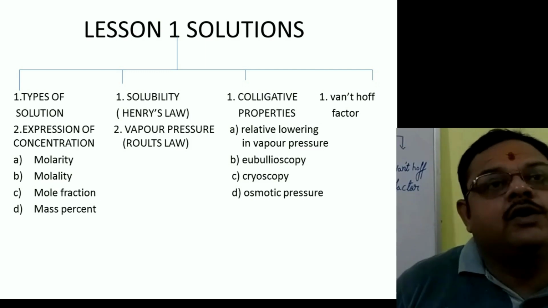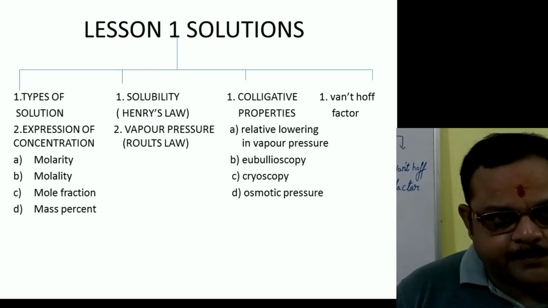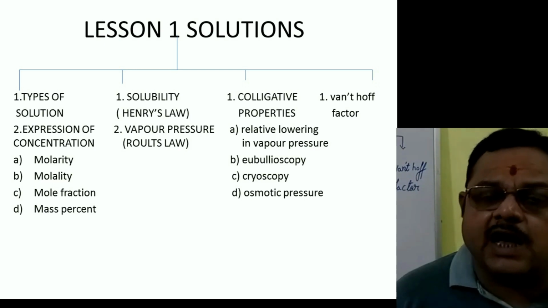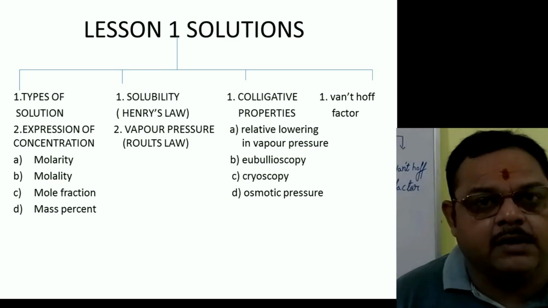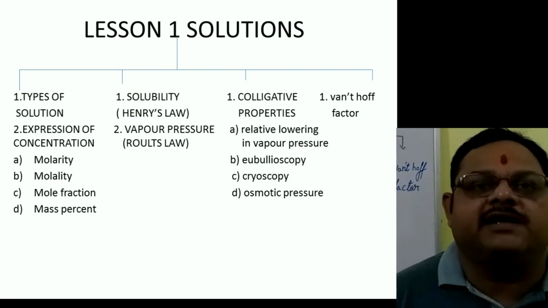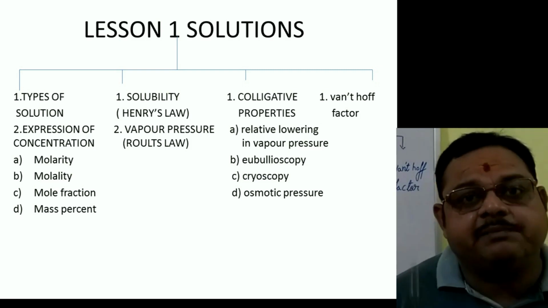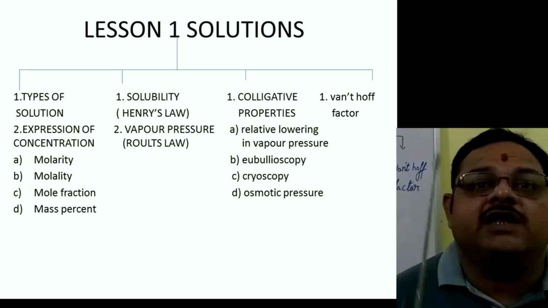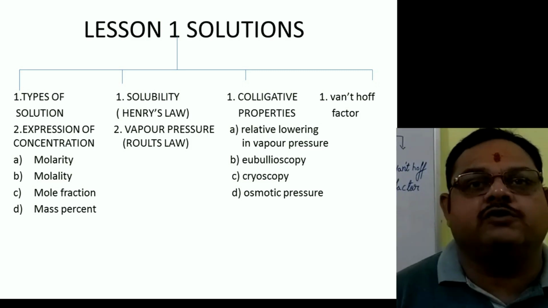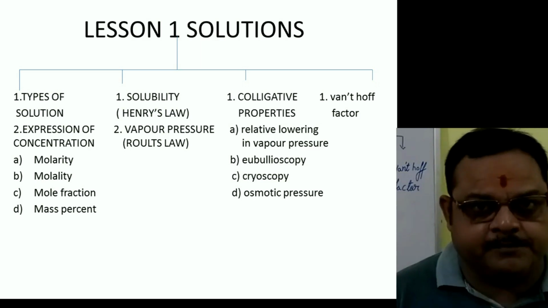Then we have colligative properties. Colligative properties are those properties of a solution which do not depend upon the nature of the solution, and they depend only upon the number of particles of solute present in the solution.